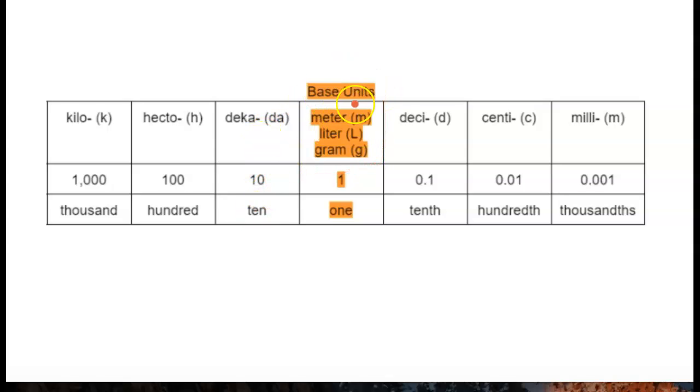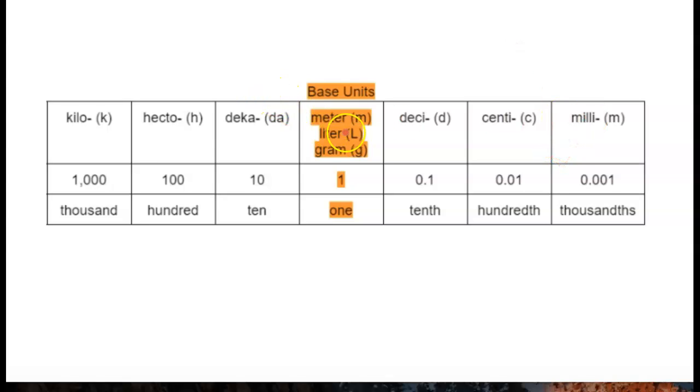So you can just move up. 10 liters would be a deciliter. 100 liters would be a hectoliter. 1,000 liters would be a kiloliter. You take a gram and divide it by 10, you get a decigram. You divide it by 100, you get a centigram. You divide it by 1,000, you get a milligram.